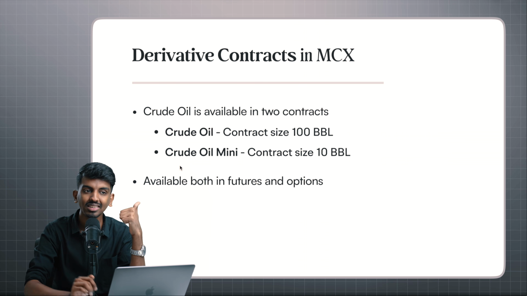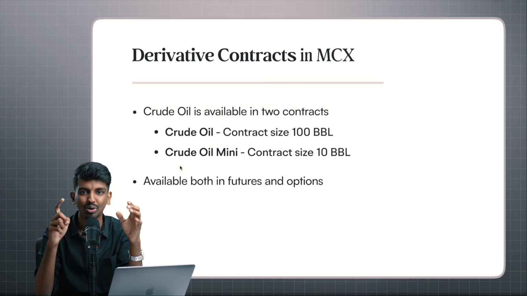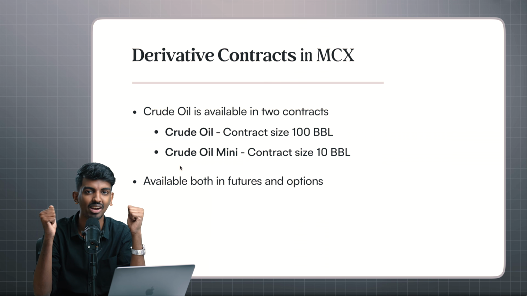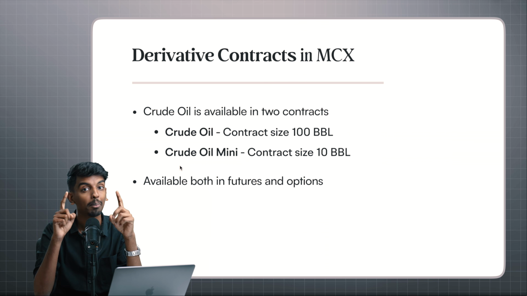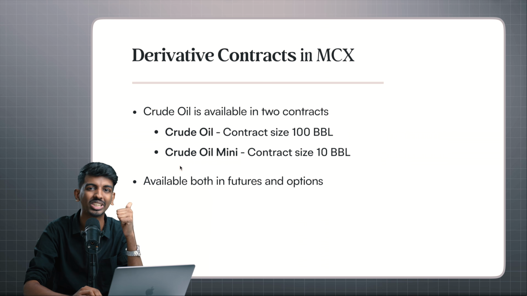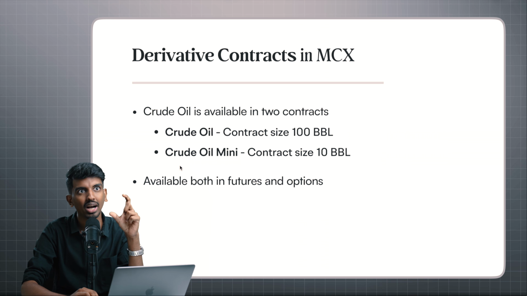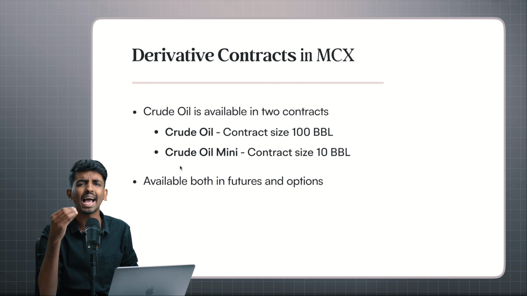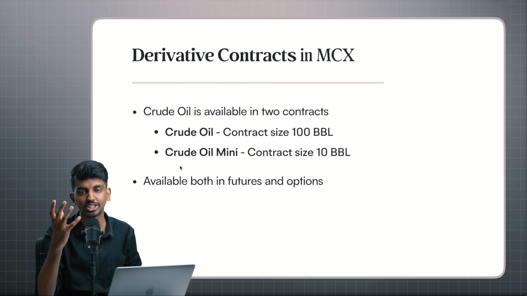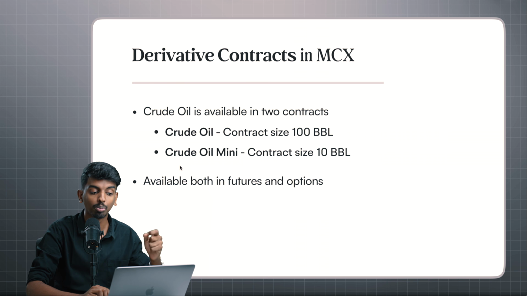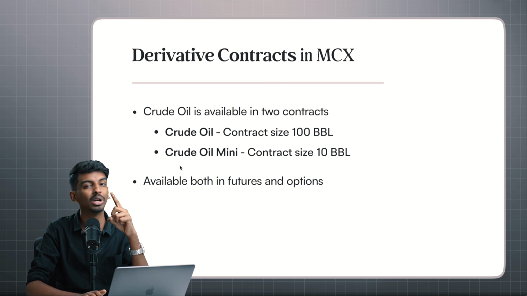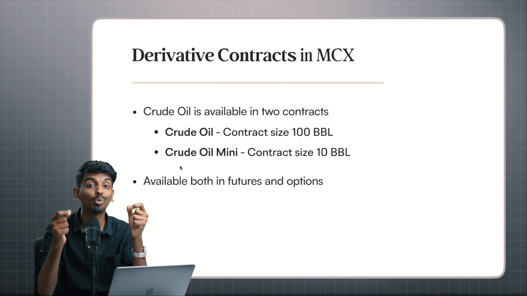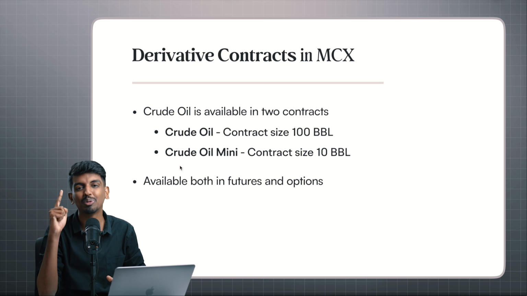So traders really like crude oil futures, okay, because you can catch all the directional moves in the market, but they also like the option segment. Okay, so I would say crude oil is one of the very few commodities with an active options participation. So it is available in both futures and options. You have to look into both of them and understand what fits your trading style better before getting started.